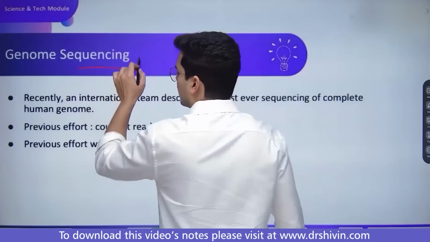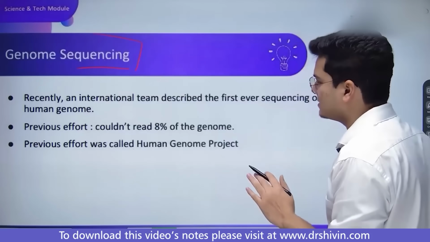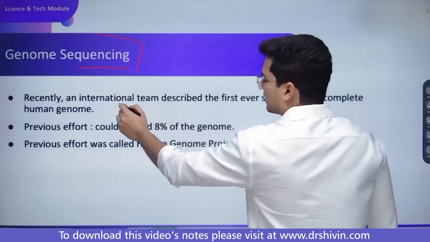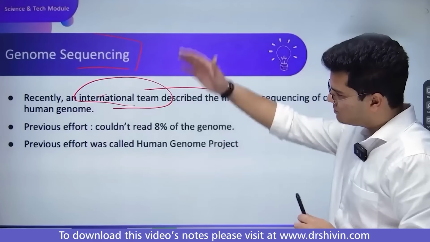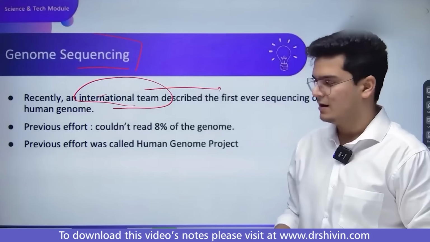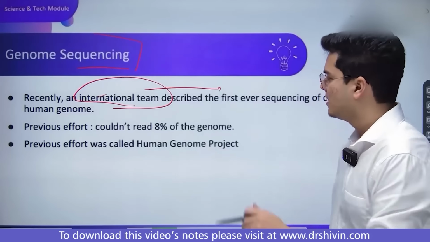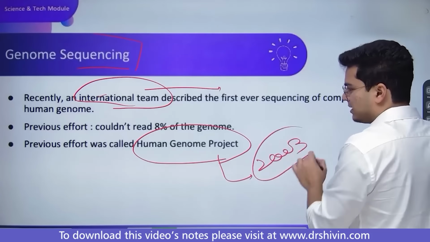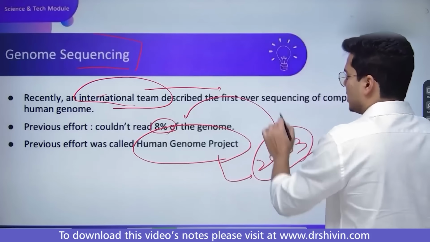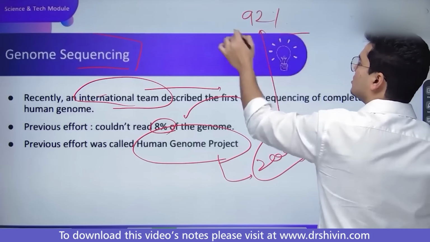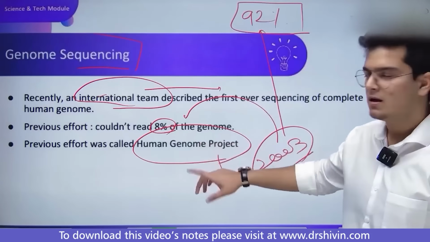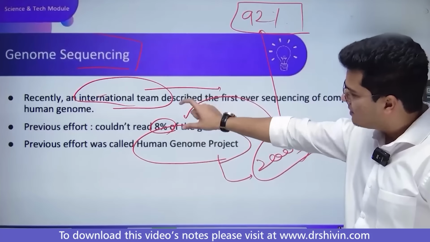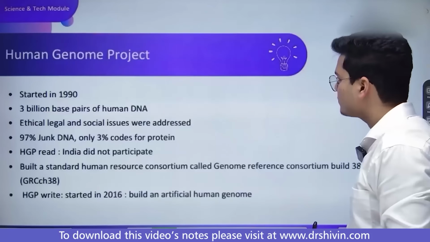Genome sequencing. I am not explaining what it means, I hope you know what it means. The complete complement of DNA, you have to sequence it. Recently, an international team sequenced the entire human genome. Earlier we had something called the Human Genome Project. This finished in 2003, but it did not read 8% of the genome. It was only able to do 92% of the genome. But now some team has done the remaining 8% also.